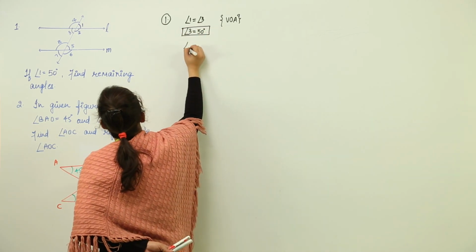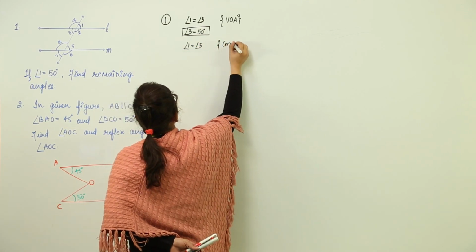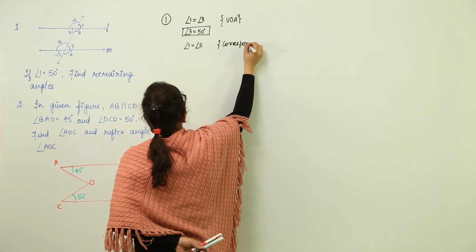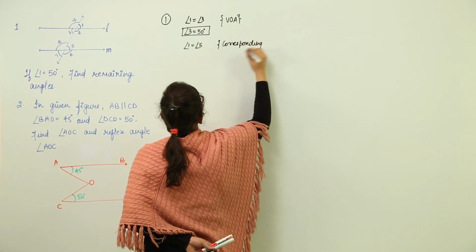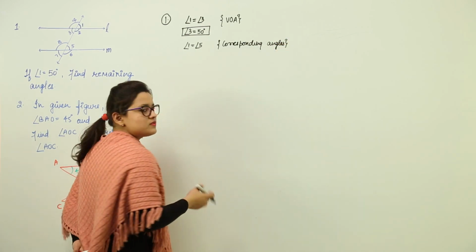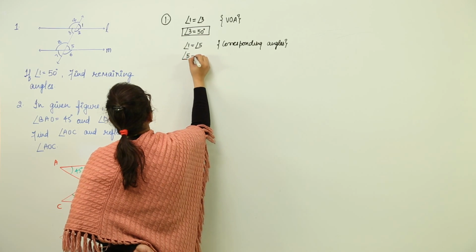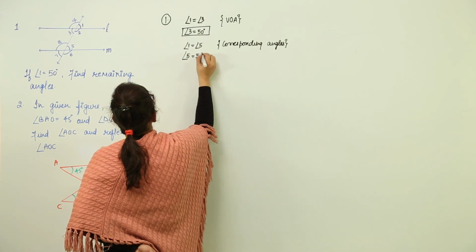Next we have angle 1 equal to angle 5. Reason, the corresponding angles of the parallel lines are always equal to each other. So you can write they form the corresponding angles, and definitely as we studied the property, they are going to be equal. So we can write over here angle 5 equal to 50 degrees.